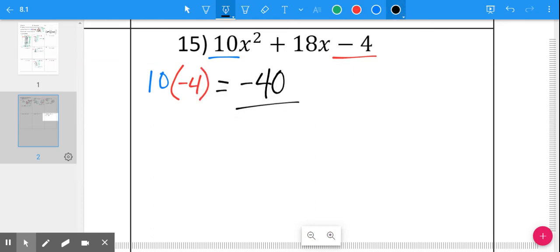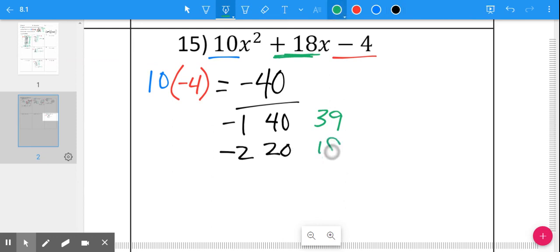I know that the only way I can multiply two numbers to make a negative is if one of them is positive and the other one's negative. But the sum of those two factors has to be positive. So that means the bigger factor has to be positive. So we have negative 1 and 40 equals 39. We have negative 2 and 20, which equals 18. We don't have to go any further.